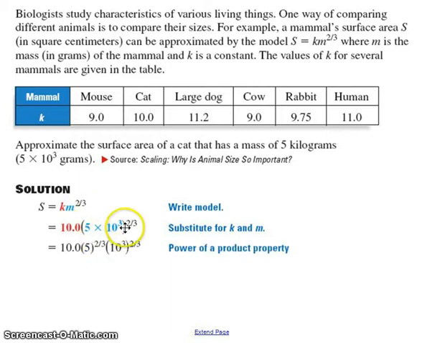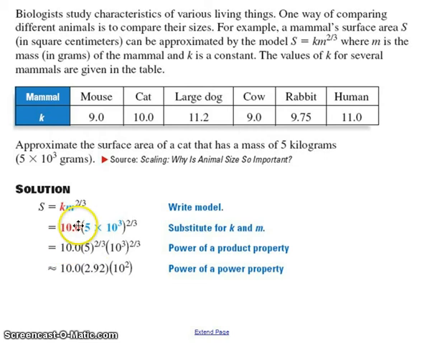Well, I can separate the 5 and the 10 to the 2/3. 5 to the 2/3 and 10 cubed to the 2/3. Notice this 3 and the 3 in the denominator are going to cancel, and I'm going to end up with 10 squared on the right. 5 to the 2/3, the best I can do here is put that into a calculator. It'll tell me it's approximately 2.92.